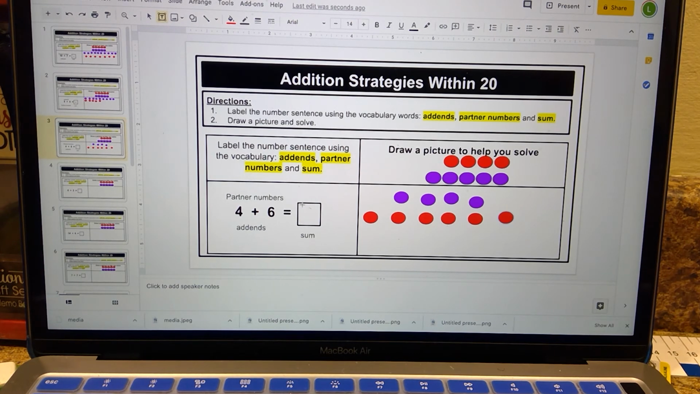And I'm going to add a text box and add my number in the box, okay? There we go. So 4 plus 6 equals 10. If your paper looks just like mine, you labeled it with the words partner numbers, addend, and sums, and you also show how to use counters in 2 different colors.